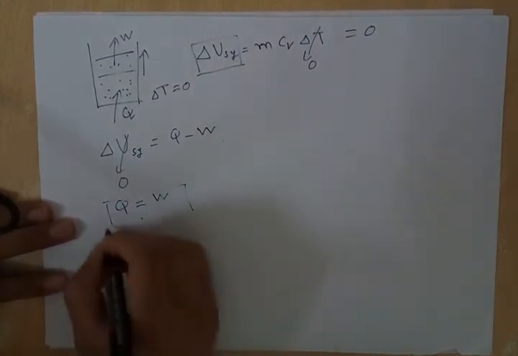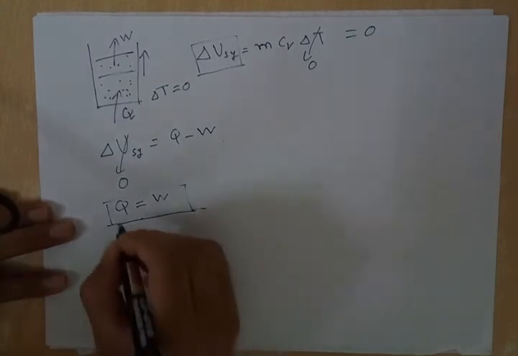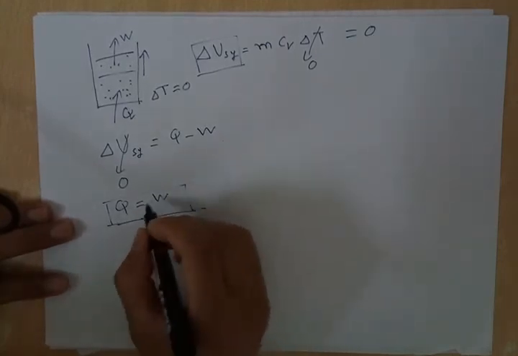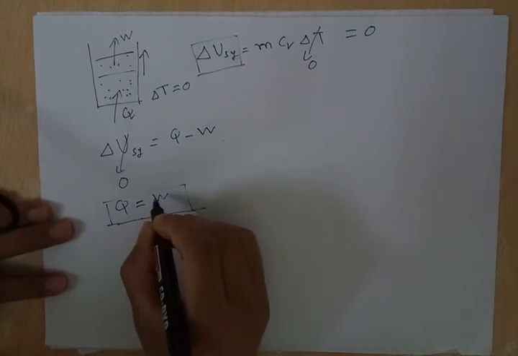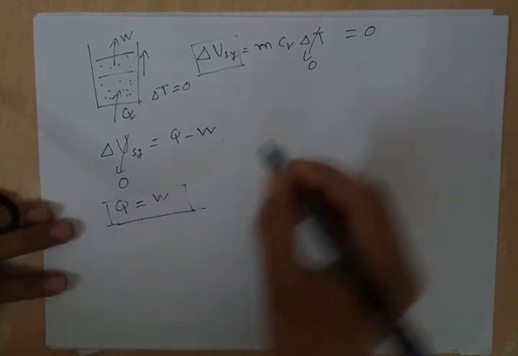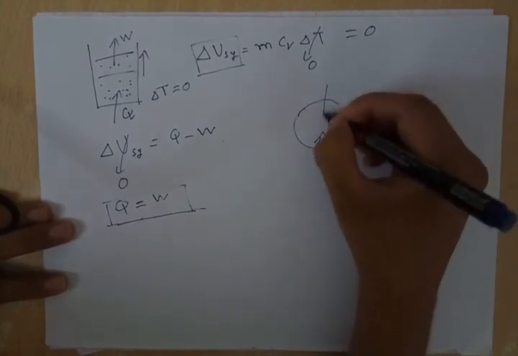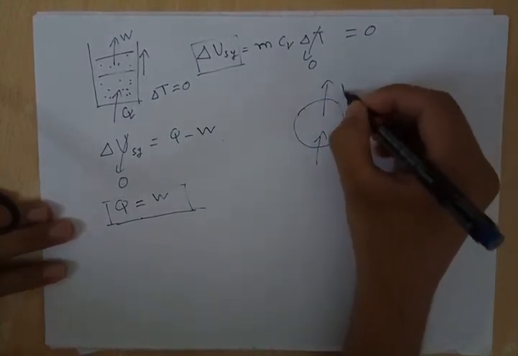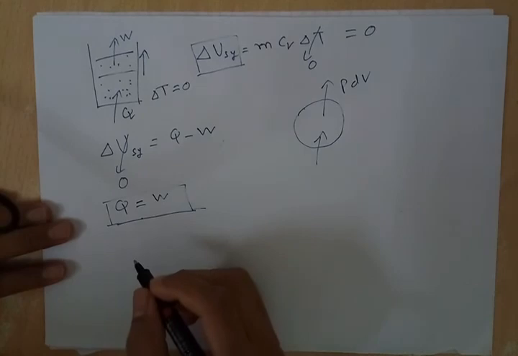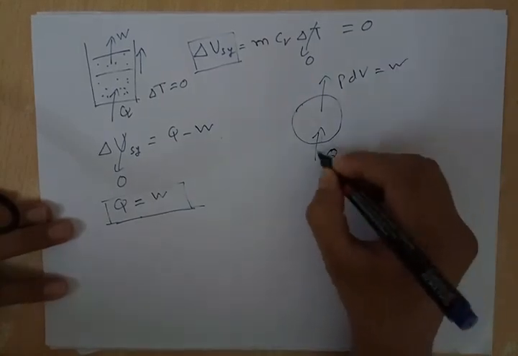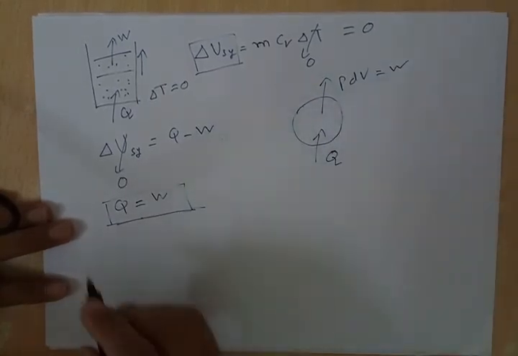So for isothermal process, heat added to the system is equal to work done by the system. So whatever heat we supplied to the system is utilized in doing this expansion work, PdV work. So no amount of heat is stored in the system.